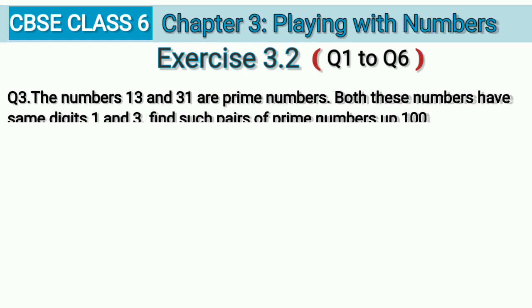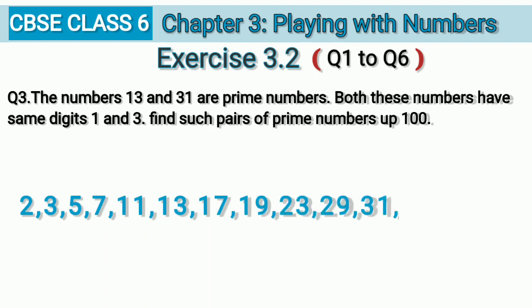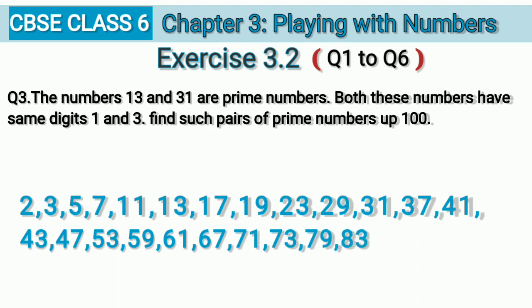The numbers 13 and 31 are prime numbers. Both these numbers have the same digits, 1 and 3. Find such pairs of prime numbers up to 100. Let us first write down all prime numbers up to 100. The numbers are 2, 3, 5, 7, 11, 13, 17, 19, 23, 29, 31, 37, 41, 43, 47, 53, 59, 61, 67, 71, 73, 79, 83, 89 and 97.